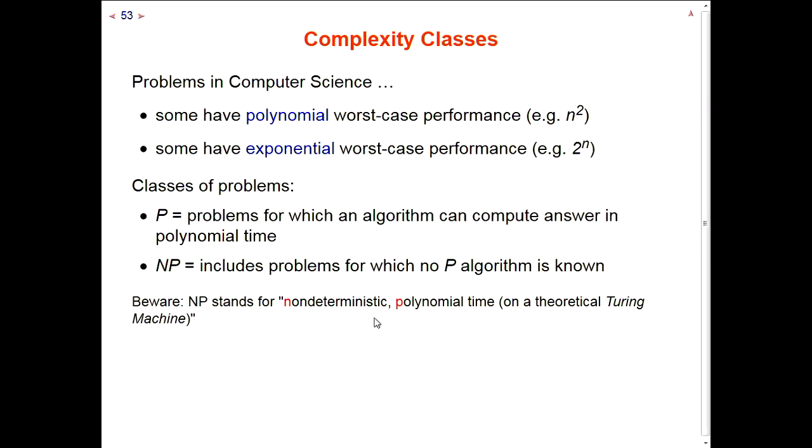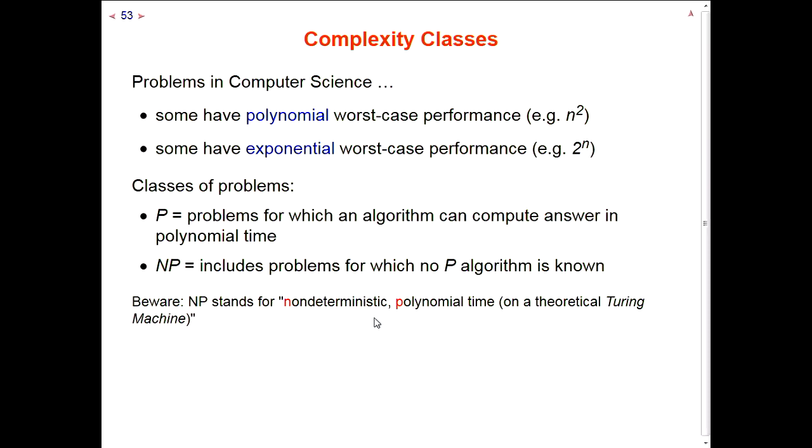When we look at different types of problems in computer science, we sometimes characterize problems as simple problems or hard problems, not algorithms, but problems themselves. We often have problems that have polynomial worst case performance, and by polynomial we mean a polynomial expression such as n squared. We have a quadratic algorithm, and we say that a problem is a polynomial problem if we can find such an algorithm.